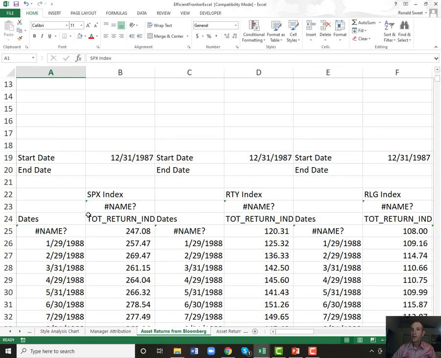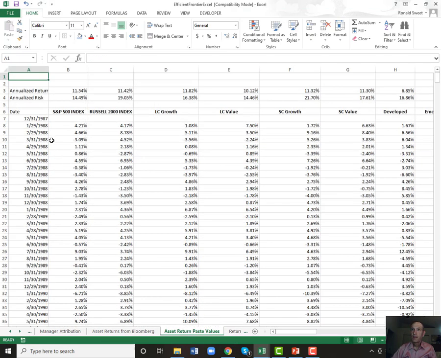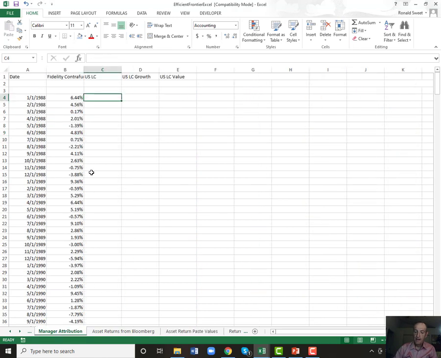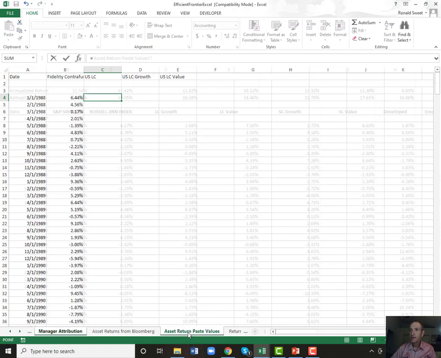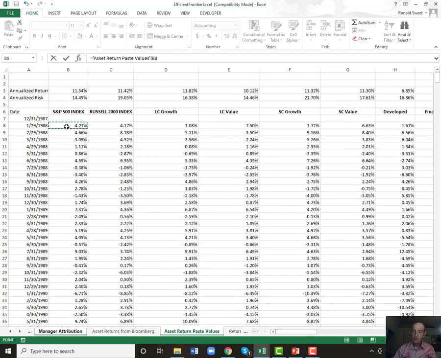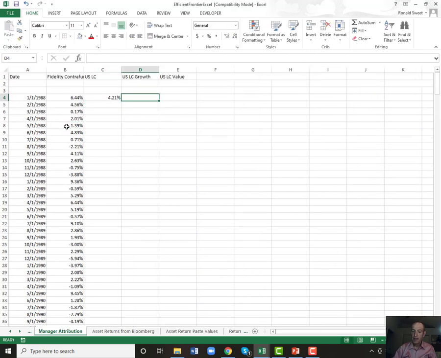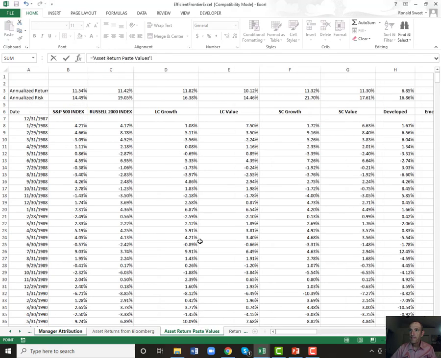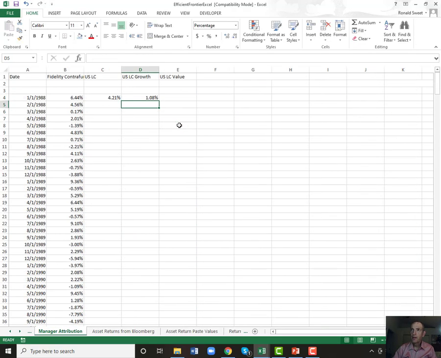If I look at my asset returns, there's the S&P 500, that's US large cap. There's large cap growth, large cap value. So that's what I have starting in January 1980. So what we can do on Manager Attribution, you just hit your equal key and you go find that. So US large cap, that's the S&P 500. So go to Asset Returns, Paste Values. Get that very first one for the S&P 500. And do the same thing for growth, large cap growth. And do the same thing for large cap value.